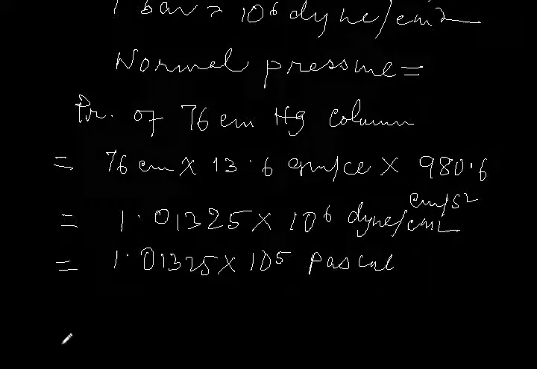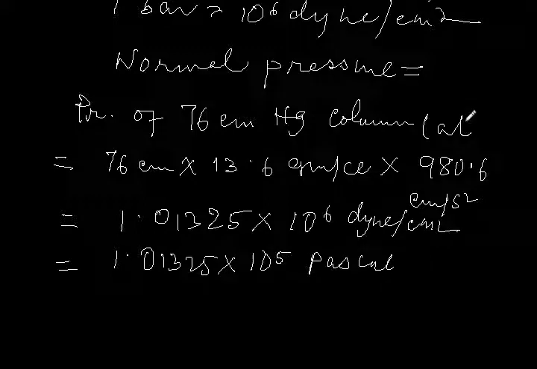Now we have to know about standard temperature. Standard pressure means pressure of 76 centimeters mercury at 0 degree Celsius. We have to mention it. Pressure of 76 centimeter mercury column at 0 degree Celsius. You may ask a question, what is the utility, what is the necessity of mentioning 0 degree Celsius regarding the pressure of 76 centimeter mercury column?